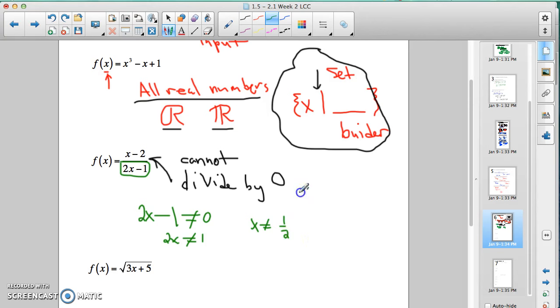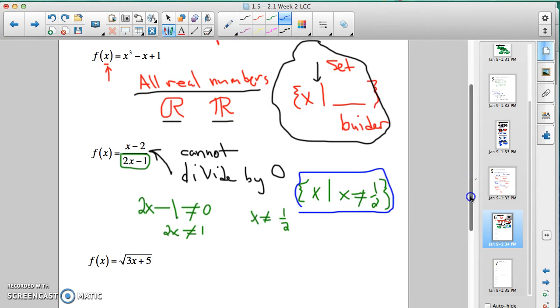Now if I write it in set builder notation, like I mentioned earlier, this would be all x's such that x is not equal to 1/2. That would be the set builder notation for that problem. Or you can write it in words: all real numbers except 1/2.